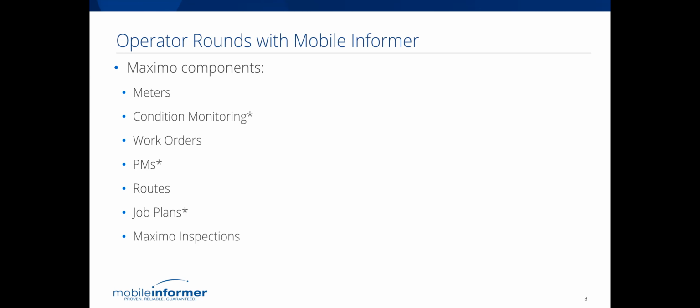So the Maximo components for this you already have. It's just base Maximo, meters, assets or locations. Condition monitoring is optional, but for the full capability, it is recommended. I'll show that today. Work orders and PMs, again optional, but I'm going to show them today at both ends of the scenario. We're going to use routes to create the rounds. Job plans are in the mix, and then the Maximo inspection work centers.